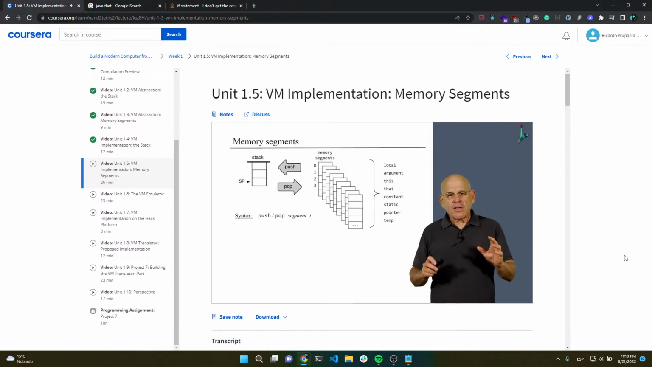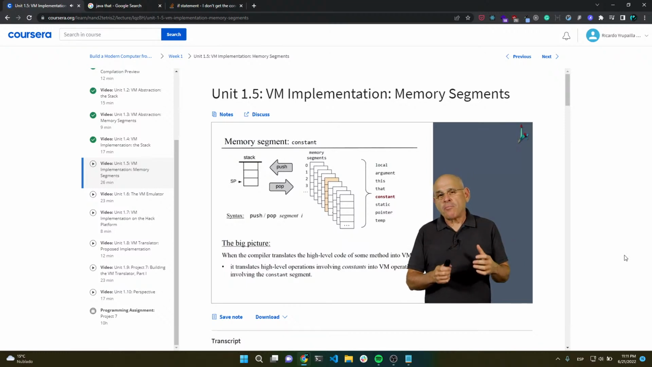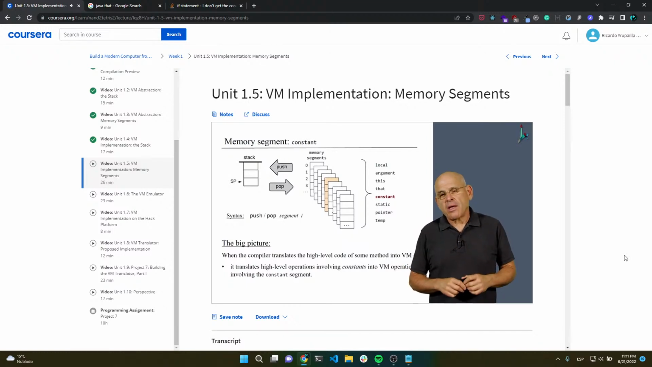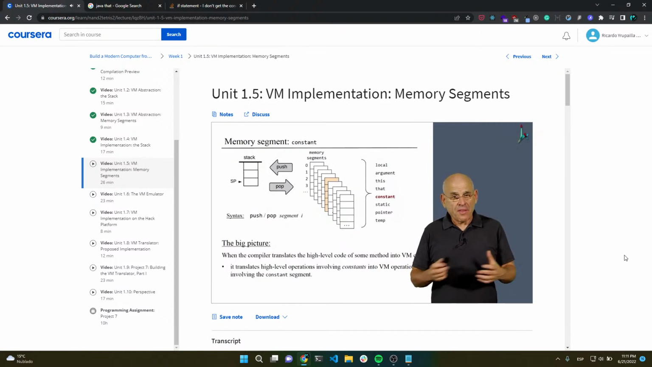The next segment that I want to discuss is called constant. The context of these constants is that when the compiler encounters constants in your high-level source program, it handles them by generating VM commands that use the constant memory segment. So it is going to be re-expressed using operations like push constant something on the stack.